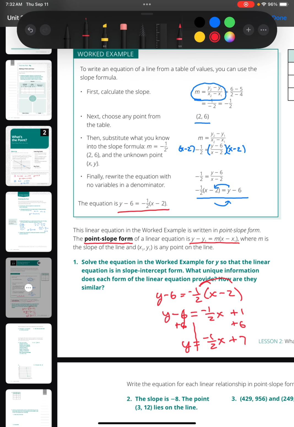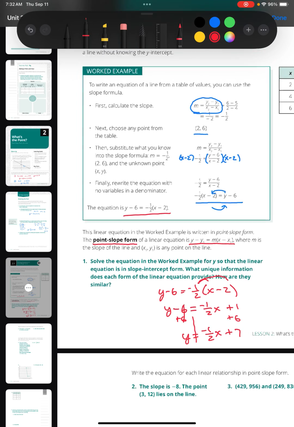So how are they similar? They both have the same slope. One's just written in the format where we can pick out the y-intercept. The other one's written in the format where we just know a point on the line.